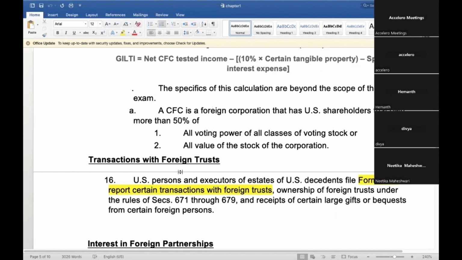Then foreign trust, Form 3520, that's very important. Anytime you hear about any trust which is created outside the US, where the beneficiary, trustee, or in any way a US citizen is involved, we immediately need to evaluate whether there is a requirement to file Form 3520.